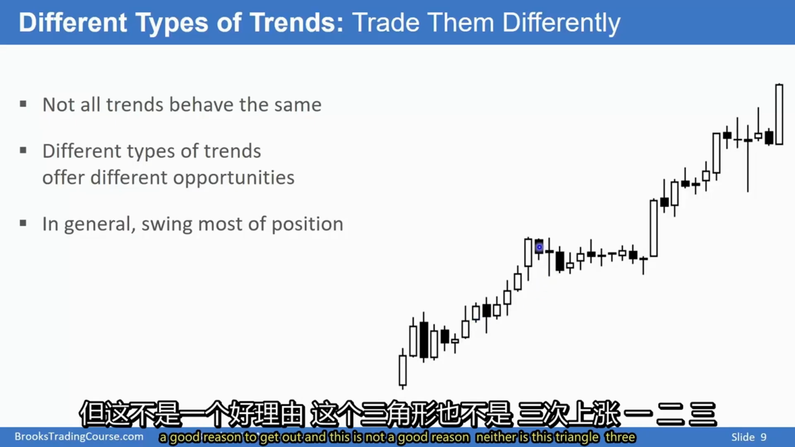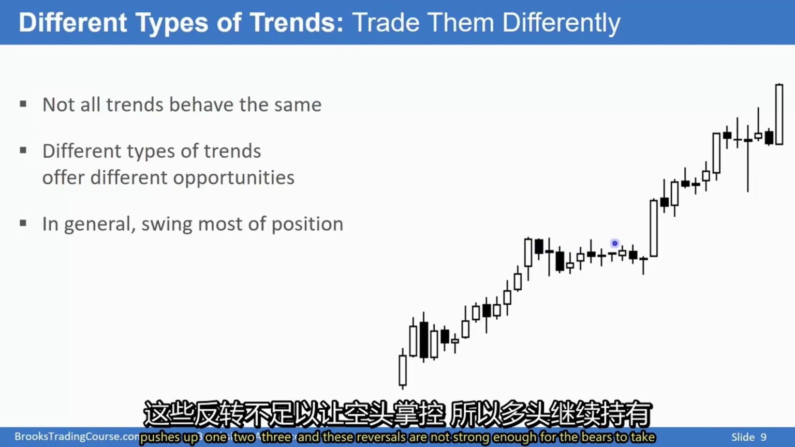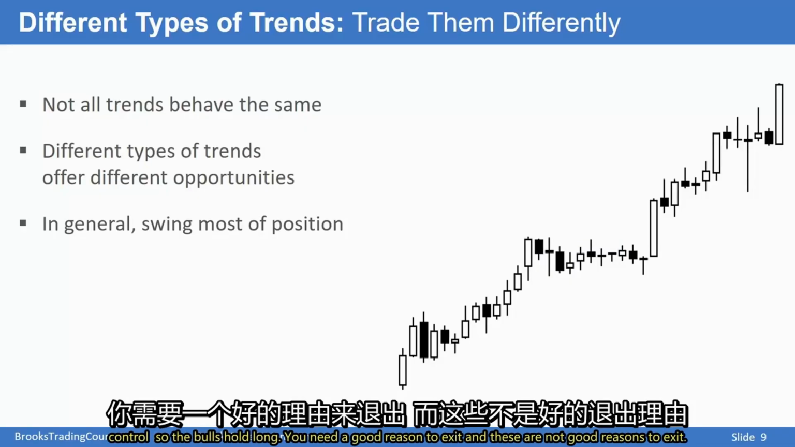And this is not a good reason. Neither is this triangle. Three pushes up, 1, 2, 3. And these reversals are not strong enough for the bears to take control. So the bulls hold long. You need a good reason to exit. And these are not good reasons to exit.